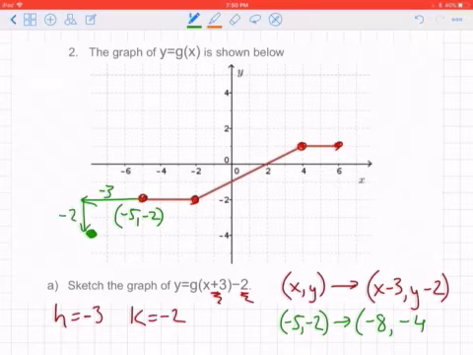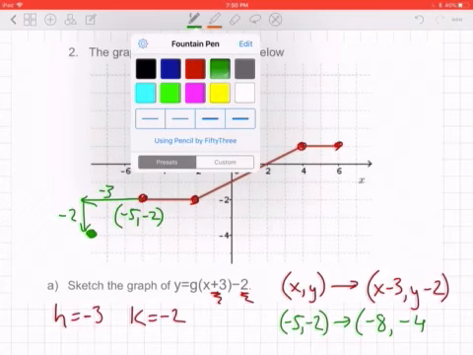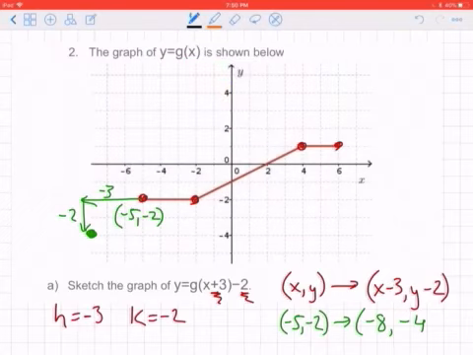So it's the same thing using h and k here, or you could just do this with every single point on the graph. I know this second point here, I could take this point, move it left 3, down 2, that's my new point. This point here, left 3, down 2, that's my new point.